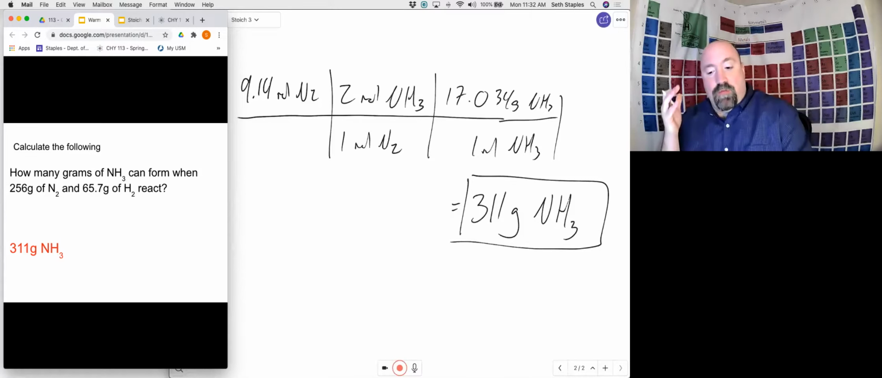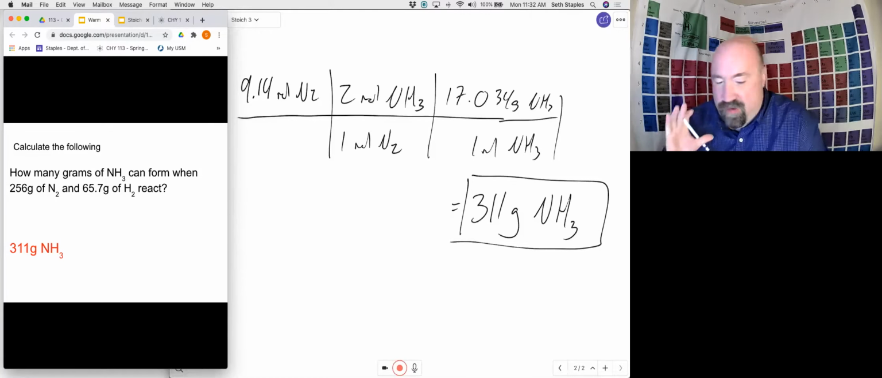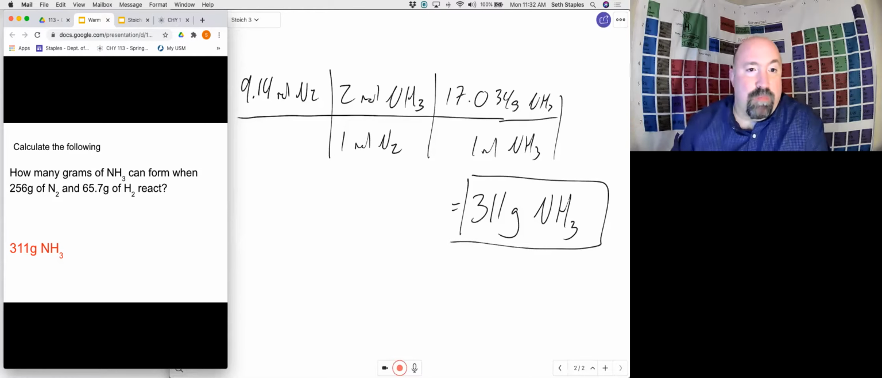And so there are, like I mentioned in the last lecture, multiple methods of finding limiting reactant problems. You could have just done this whole problem out and calculated how many grams of NH3 form from 256 grams of N2, and then calculated how many grams of NH3 form from 65.7 grams of H2. Whichever one formed less would have been your limiting reactant and the amount. That would have been the 311 grams of NH3.